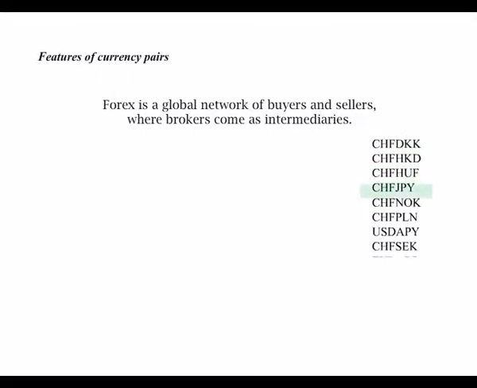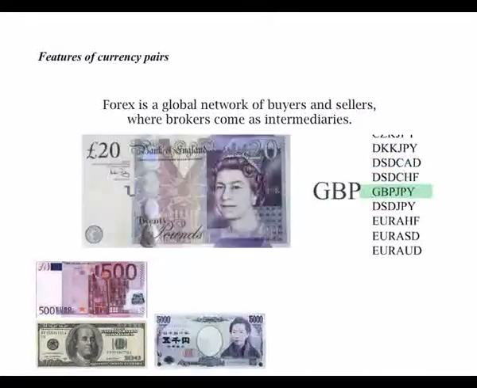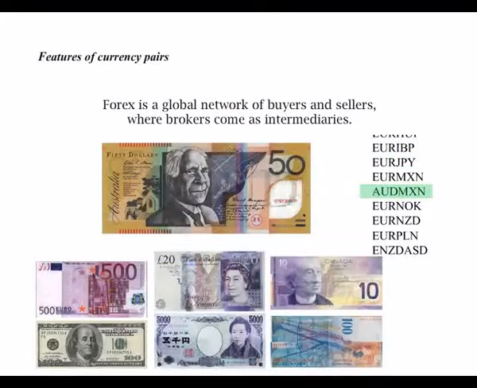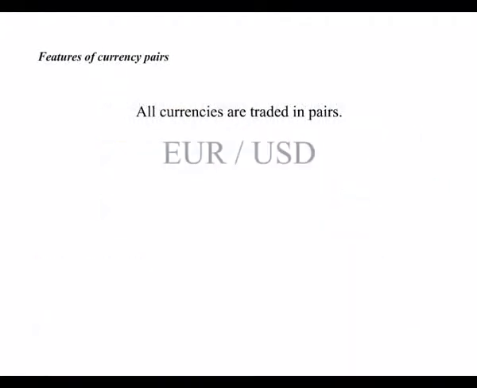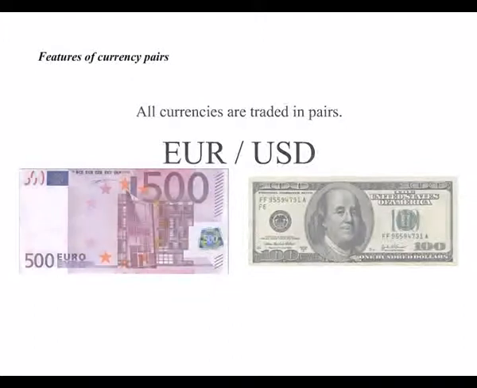The most popular currencies are the US dollar, the euro, the Japanese yen, the British pound, the Swiss franc, the Canadian dollar, and the Australian dollar. All currencies are traded in pairs. The major part of trading is held by the currency pairs involving the US dollar. Each currency pair has its own features, and it is important to know and understand the factors which influence their movement.